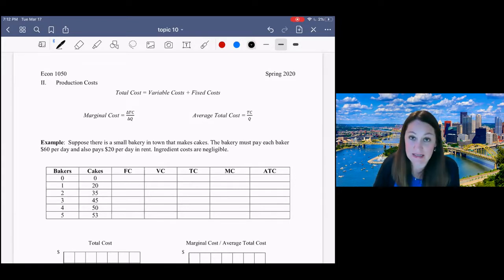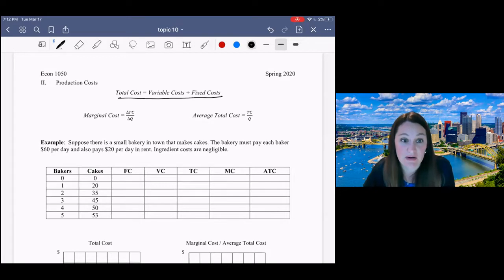Okay, remember last time we talked about fixed inputs and variable inputs. We want to think about how those different types of inputs and the costs associated with those inputs affect firm behavior. And with total costs, though, we're just going to be adding up all of the costs across all of the different inputs. All right, so total cost is just equal to fixed cost plus variable cost.